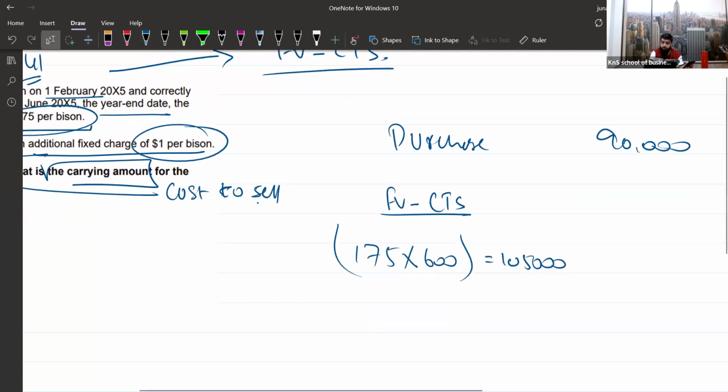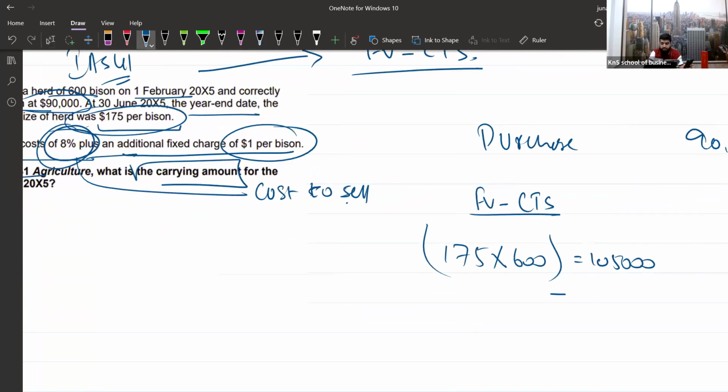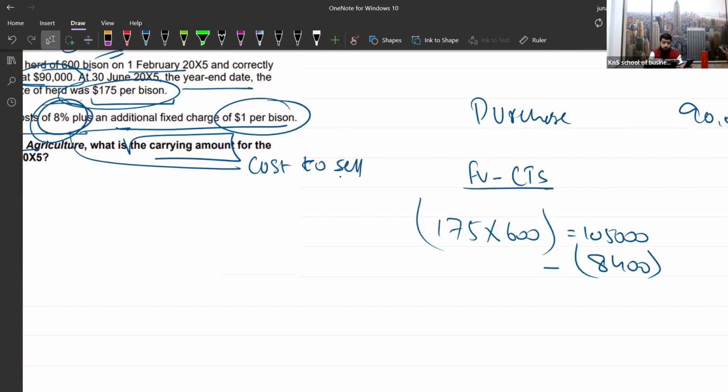Now we need to deduct the selling expenses. The selling expense is basically 8%, so we calculate 8% of this 1,05,000. That is 8,400, which is the transaction cost, or we can call it the agent commission. And then $1 per bison in addition. There are 600 units, so 600 times $1 makes $600.